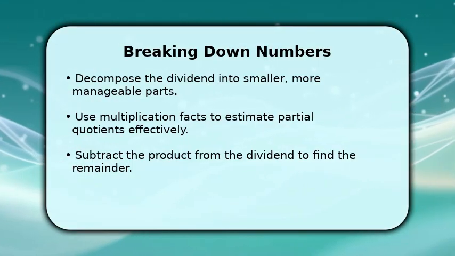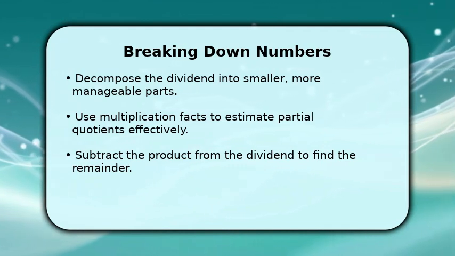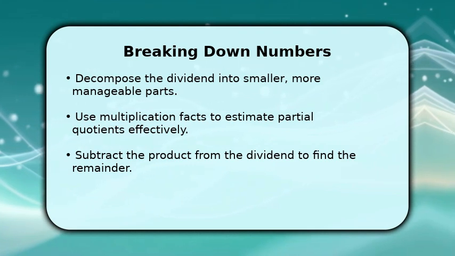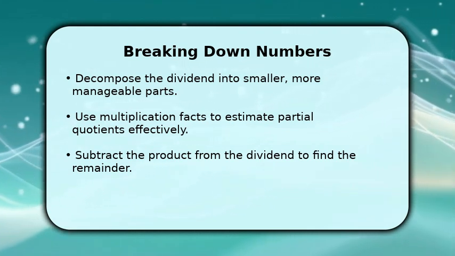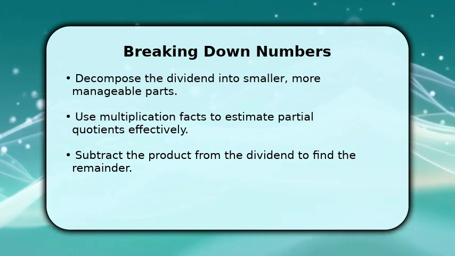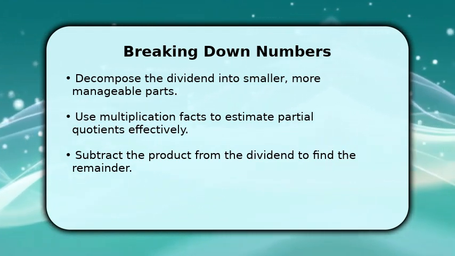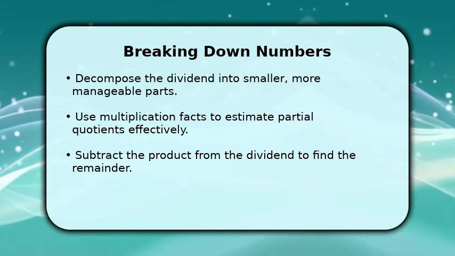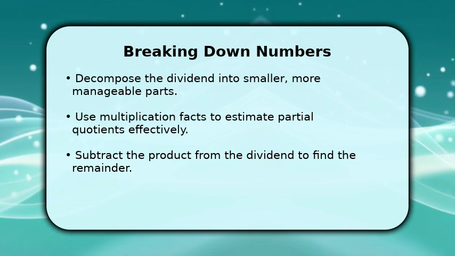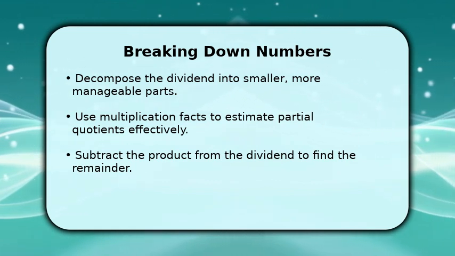Next, we'll tackle larger numbers by breaking them down. Imagine dividing 125 by 5. Instead of seeing one large number, think of it as 100 plus 25. Divide each part separately. This strategy simplifies complex problems into smaller, more familiar multiplication facts, making the entire process much less intimidating and far more approachable for everyone.